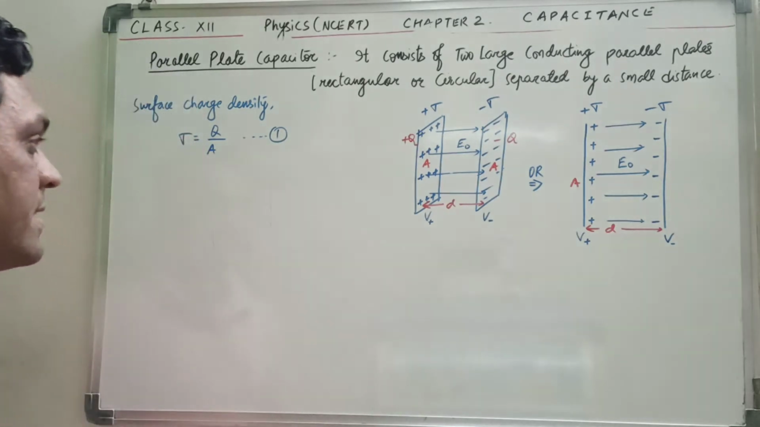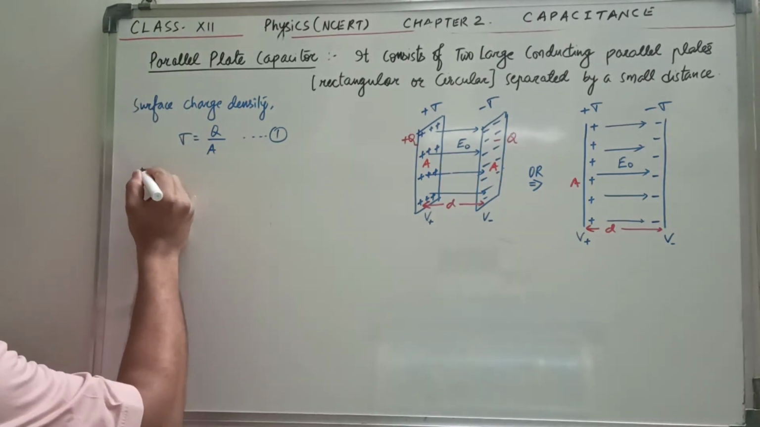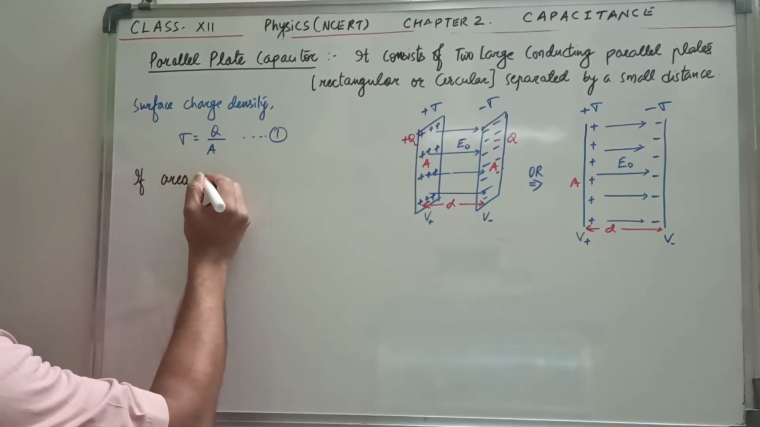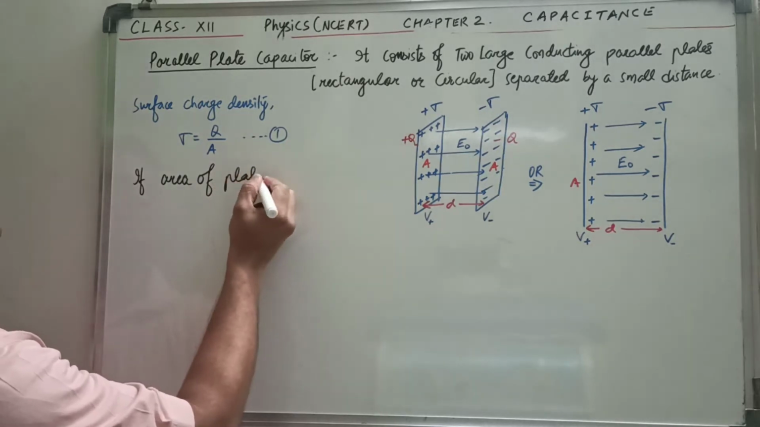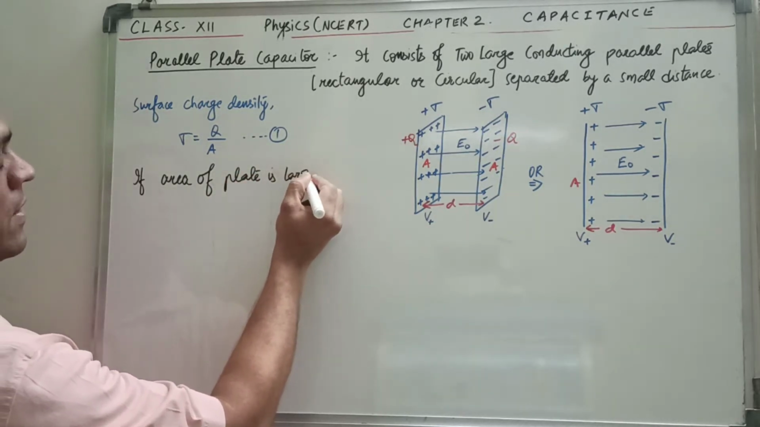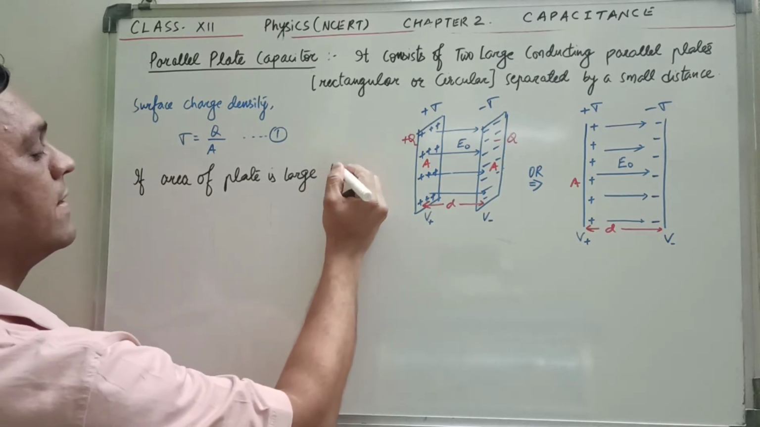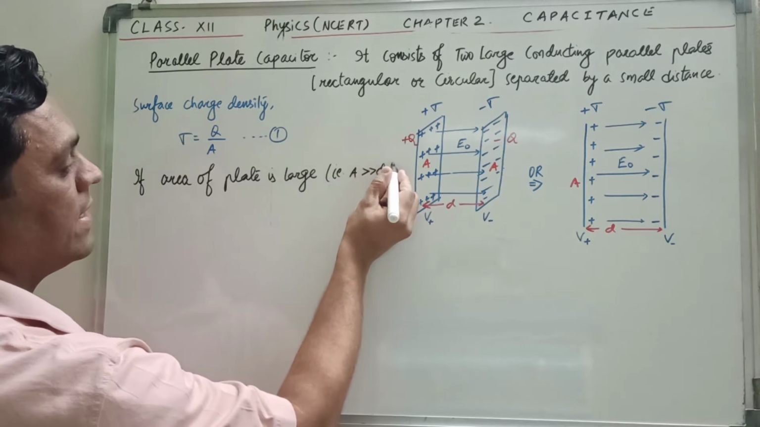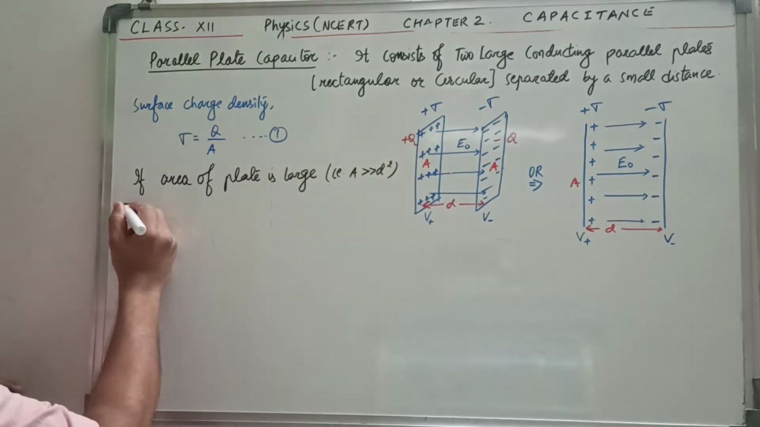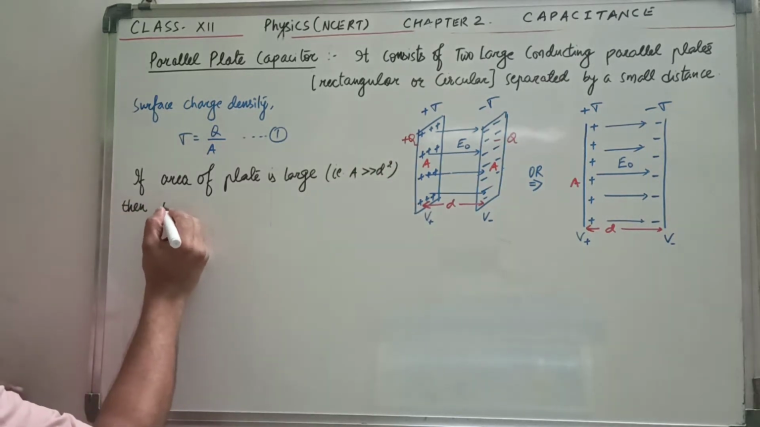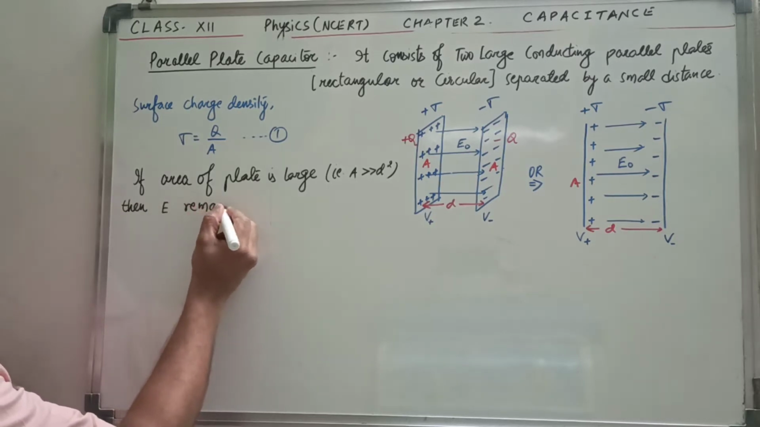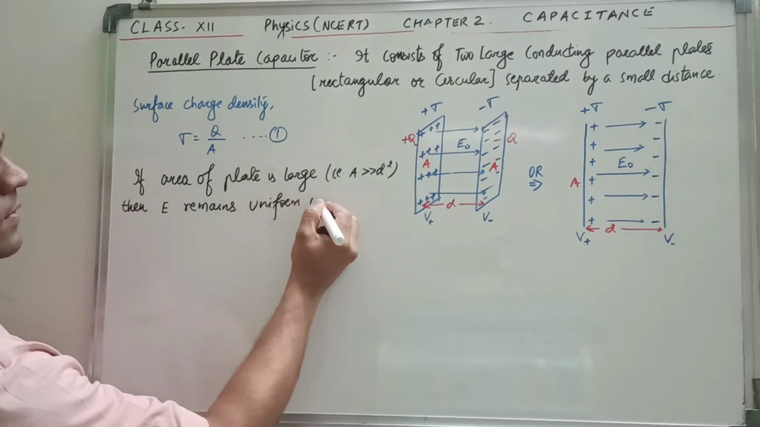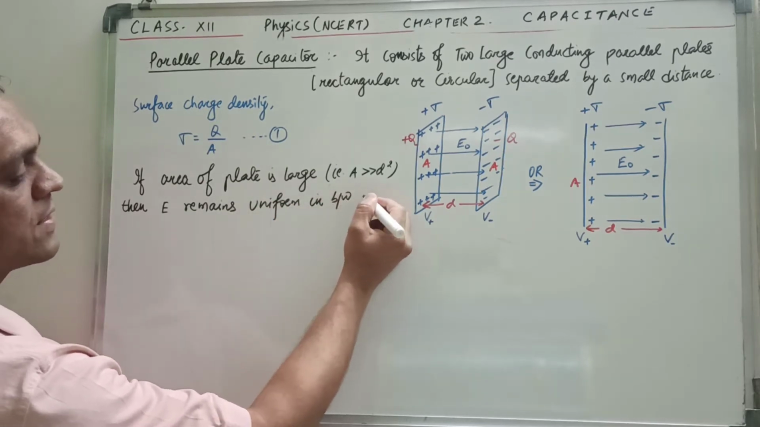So I write this condition here: if the dimension of the plate, or the area of the plate, is large, then we can write this mathematically as A is very much greater than D square. Then you can say the electric field remains uniform in between the two plates.